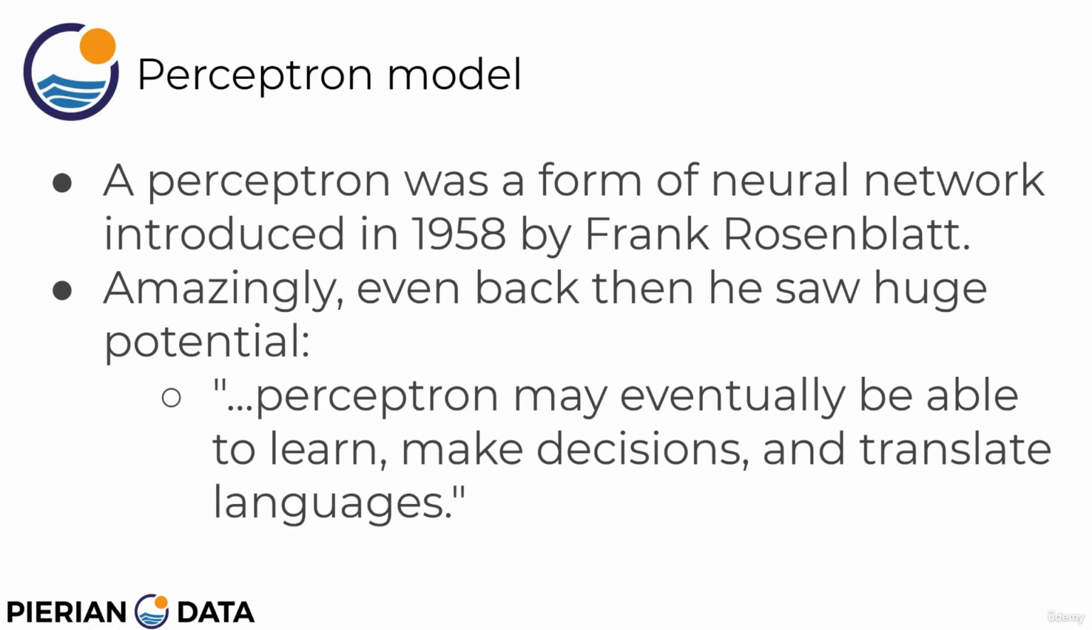A perceptron was a form of neural network introduced all the way back in 1958 by Frank Rosenblatt. And amazingly, even back then in the 1950s, he saw huge potential, stating, quote, "A perceptron may eventually be able to learn, make decisions, and translate languages." If you've ever used something like Google Translate, it actually uses a neural network as its main way of converting from one language to another. And Frank Rosenblatt actually saw the perceptron as one of the main base units to building out that sort of technology. And he thought of this all the way back in the late 1950s.